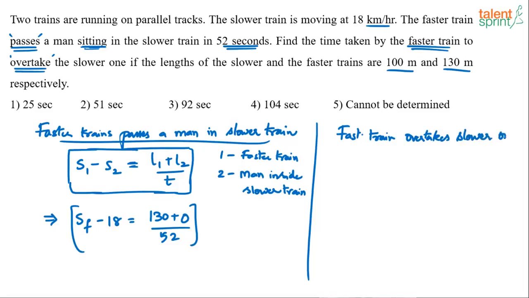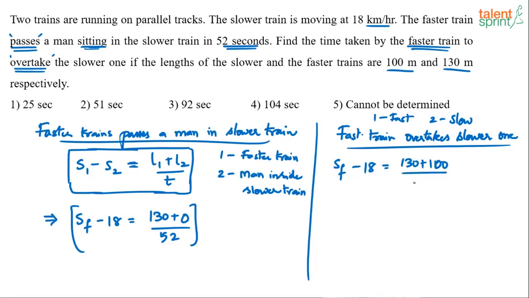Faster train overtakes the slower one. In this case, what happens? The same formula. S1 minus S2 equals L1 plus L2 by T. But then S1 is the speed of the faster train minus S2, the speed of the slower train, equals L1 plus L2 by T. See, what is 1 in this case? 1 is the faster train. What is 2 in this case? The slower train. So L1 plus L2 will be 130 plus 100, divided by the time to be calculated, T.